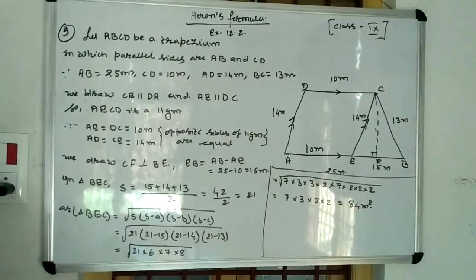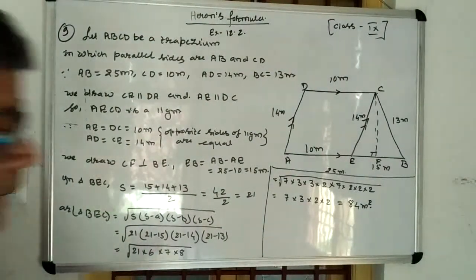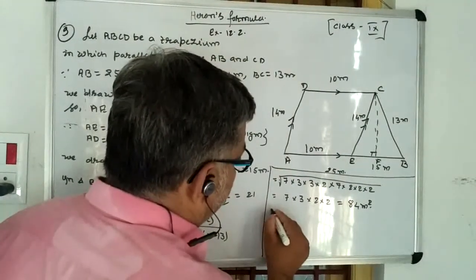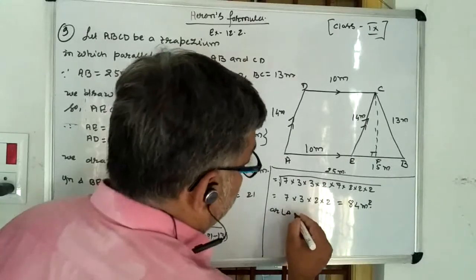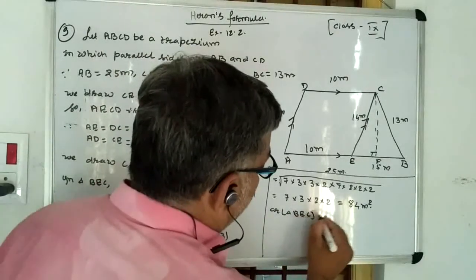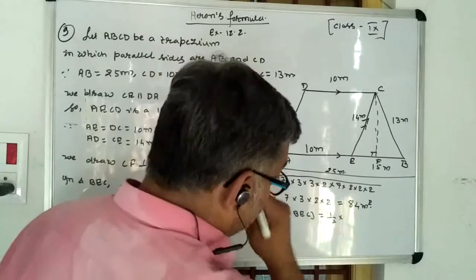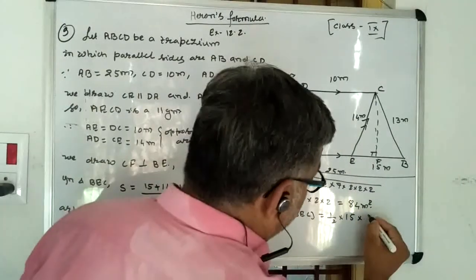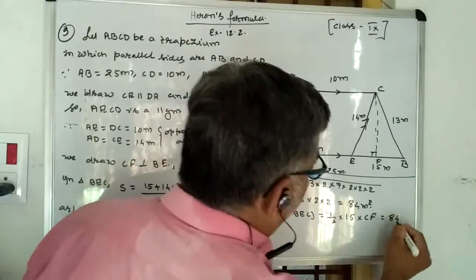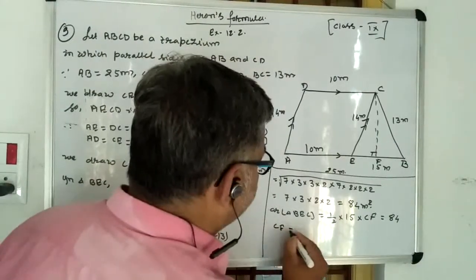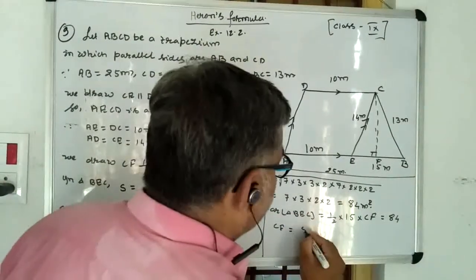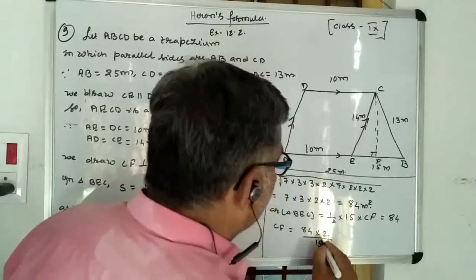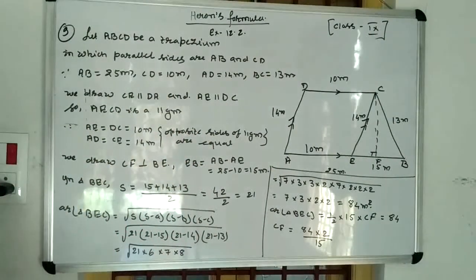After getting the area of the triangle, again you apply the formula for area of triangle. Area of triangle BEC equals half into base into height. Base, that is 15, into height CF equals 84. So from here you can have CF equals 84 into 2 by 15. So this is your CF.